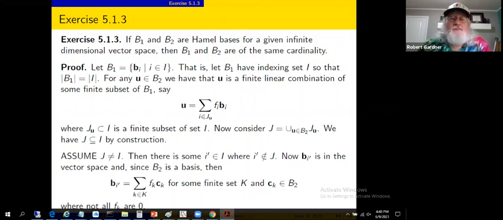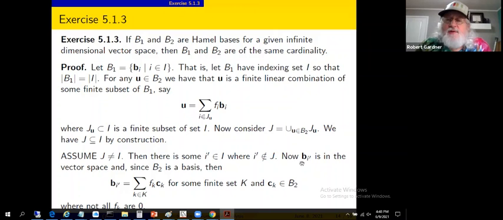Suppose they aren't equal. Suppose it doesn't require all of these basis elements to write all of the basis elements in basis B2. That is, assume J does not equal I. We know J is a subset of I, so this must mean there's something in I that's not in J, because of the subset inclusion. Inequality of the sets implies there's some i prime, an index in I, where i prime is not in J.